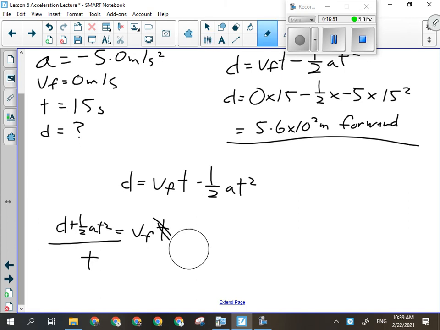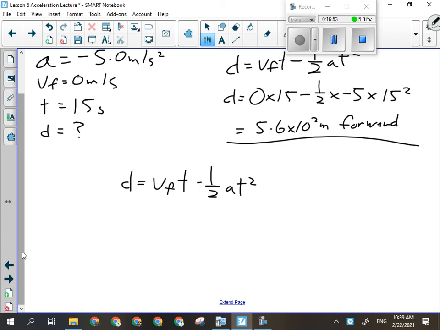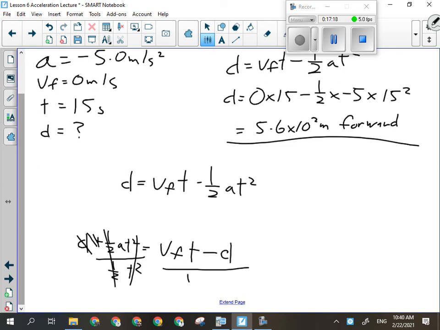All right, if I'm looking for A, then in this case I would add the 1/2 AT squared over here, so it becomes positive, which is usually what I do. So I'm going to have d plus 1/2 AT squared equals VF times t. Then I subtract the d over, and then I divide off the 1/2 and the t squared. That way I know what I'm looking for is going to be positive and I don't mess something up.